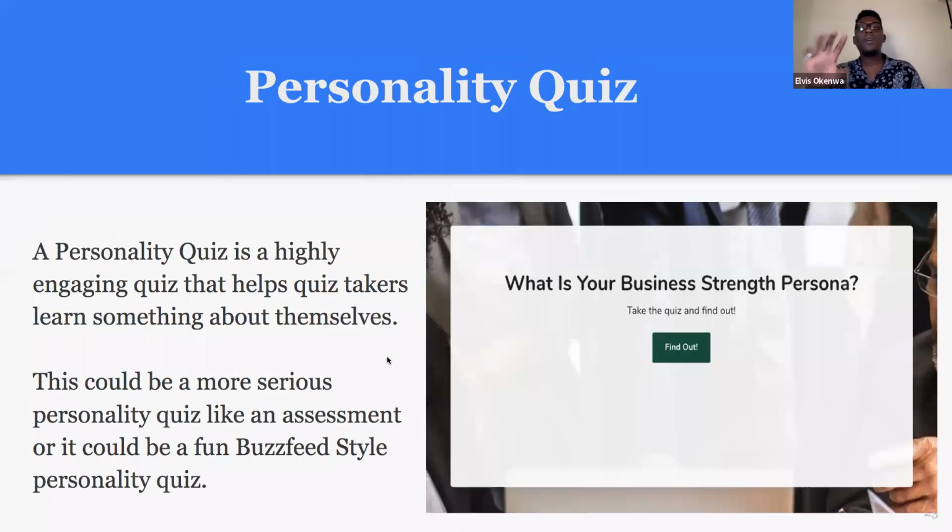Okay, now the next is personality quizzes. Personality quizzes are highly engaging quizzes that help quiz takers learn something about themselves. For example, what is your metabolism type? Upon completion, you will find out what your metabolism type is. What is your business strength persona? Upon completion, you're going to figure out what your business strength persona is. So all these are personality quizzes. They could be more serious, or they could be like a BuzzFeed style quiz. For example, which of these Marvel superheroes are you? It's a personality quiz, because upon completion, you're going to see what persona you relate to in terms of Marvel superheroes. So personality quiz is the next type of quiz.